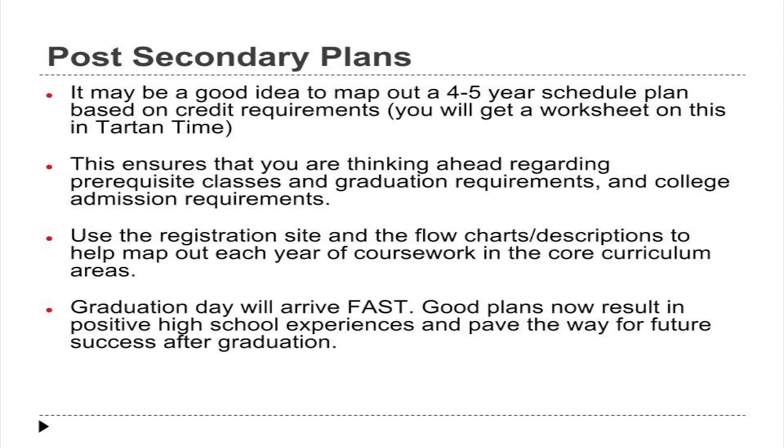Over the next few weeks in your tartan time, you will be reviewing your schedule plans for next school year. You will get a planning grid so that you can plan out the next few years of high school. This ensures that you are thinking ahead regarding prerequisite classes, graduation requirements, and college admissions requirements. Make sure you are using the registration website and the flowcharts and course descriptions to help map out each year of coursework in the core curriculum areas. Remember, graduation will arrive fast. Good planning now will result in a positive high school experience and pave the way for future success after graduation.